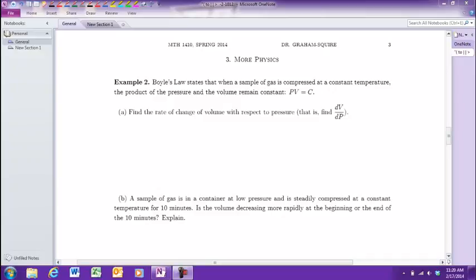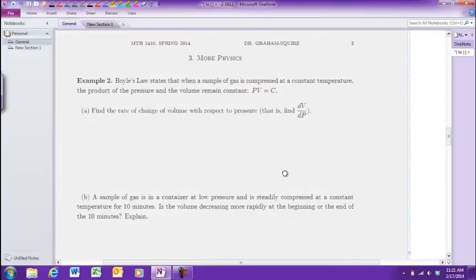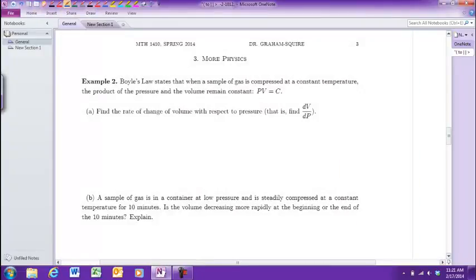In example 2, we have another physics question. This one involves Boyle's law. And what happens is we've got an equation here, PV equals C, and we're going to calculate some derivatives of this. And the idea is that normally we take derivatives with y's and x's, those being the variables we use, but you can use any variables, and in this section we're going to sort of generalize our derivatives to looking at other variables. So question A says find the rate of change of volume with respect to pressure.